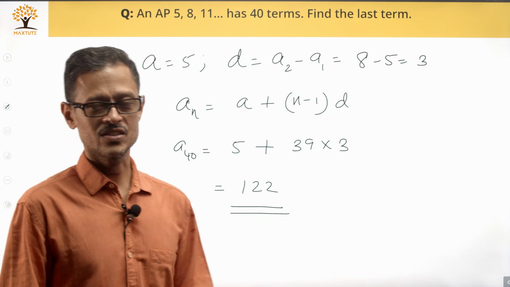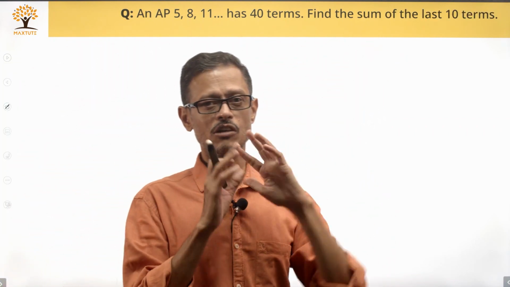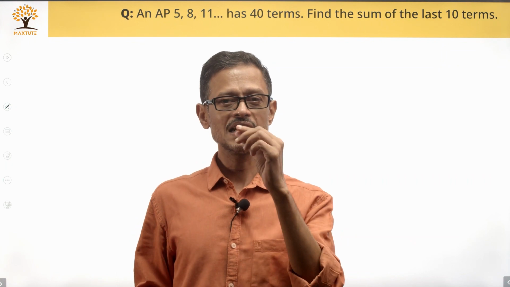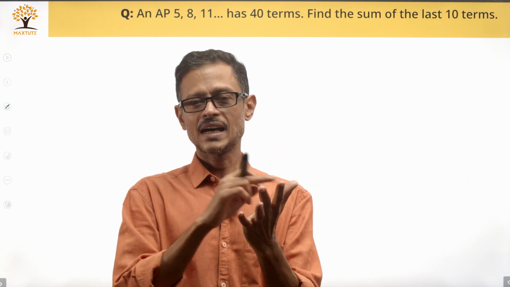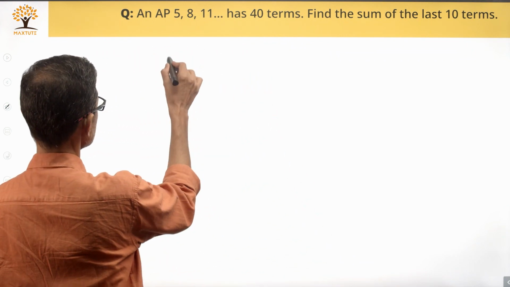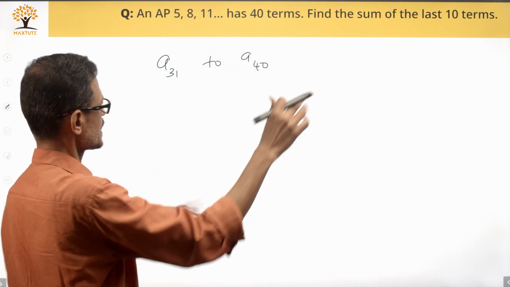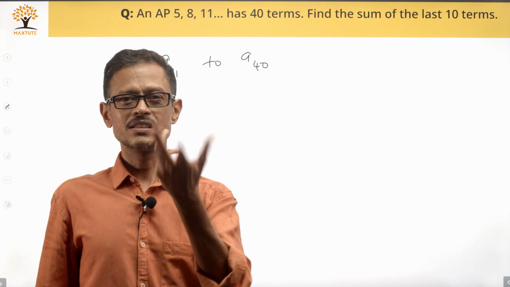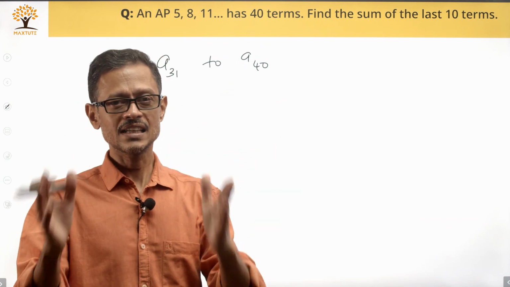So part 1 is done. Part 2 is not to compute the sum of all 40 terms. It's to compute the sum of the last 10 terms. The 40th term is the last term. So what will be the first term for the last 10 terms? It's going to be the 31st term, right? A31 to A40 will be the last 10 terms. 1 to 10 would have been 10 terms. 31 to 40 is 10 terms. So A31 to A40, these are the last 10 terms.